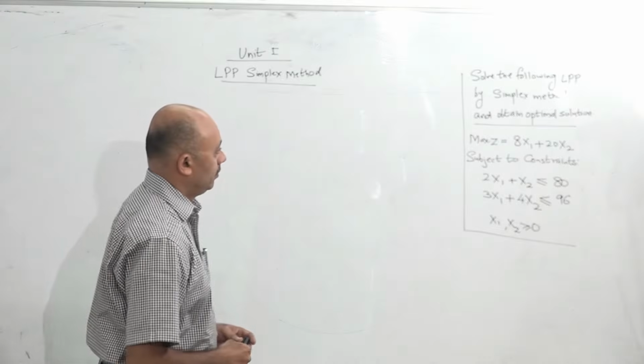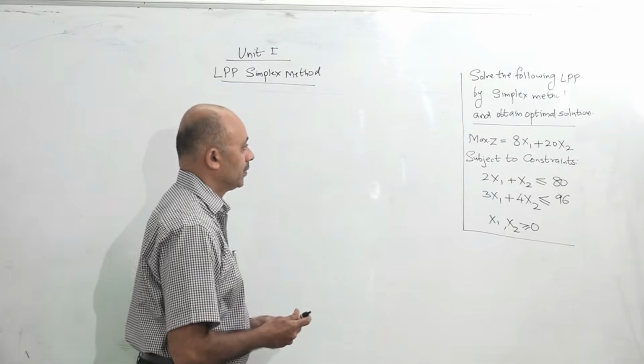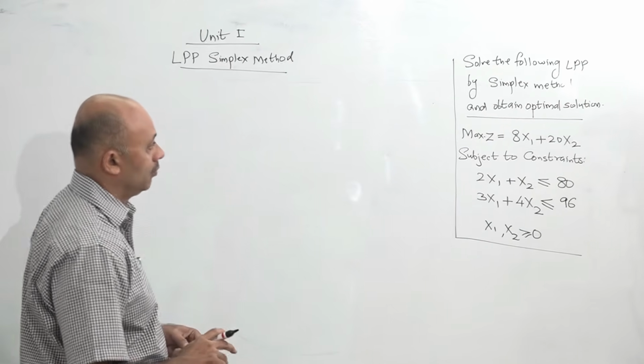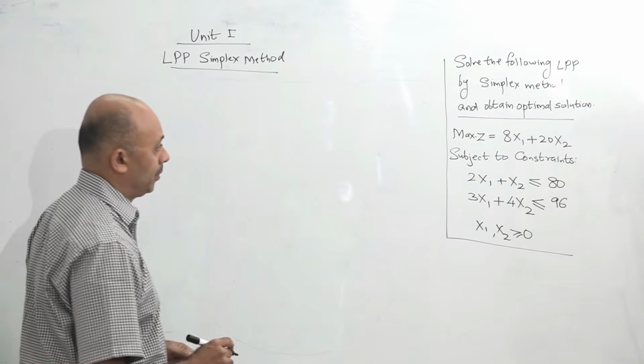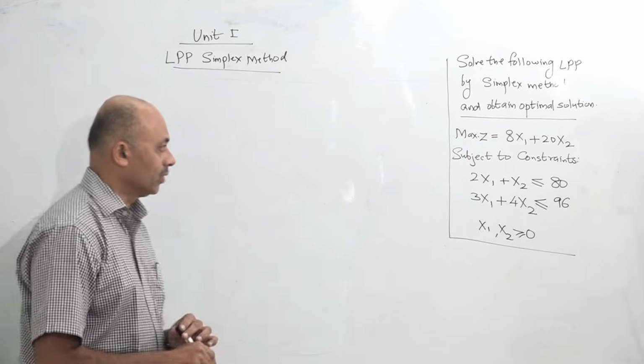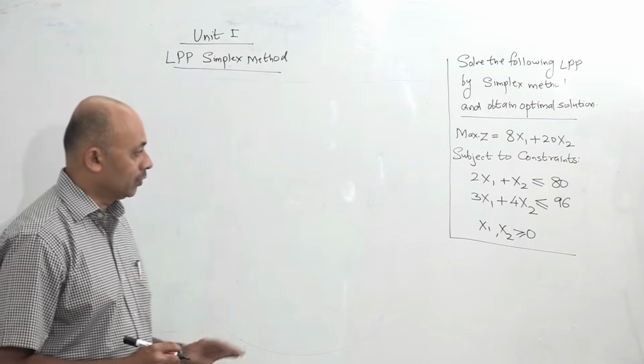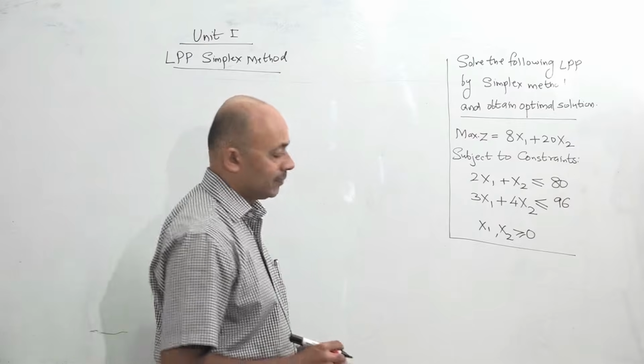Okay, so today in this video we are going to see how to solve an LPP by simplex method. The question is given: solve the following LPP by simplex method for optimal solution. Max z equal to 8x1 plus 20x2 subject to constraints 2x1 plus x2 less than equal to 80, 3x1 plus 4x2 less than equal to 96.